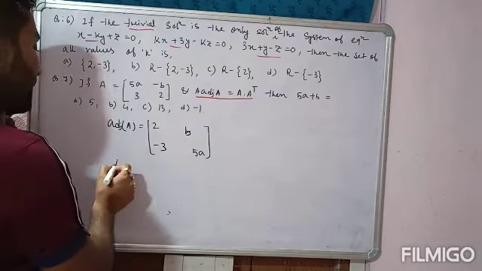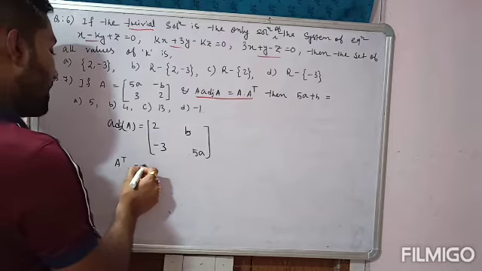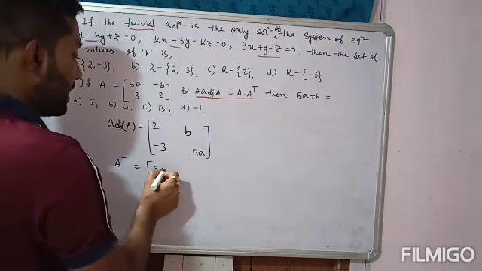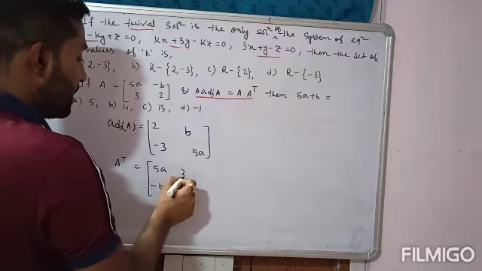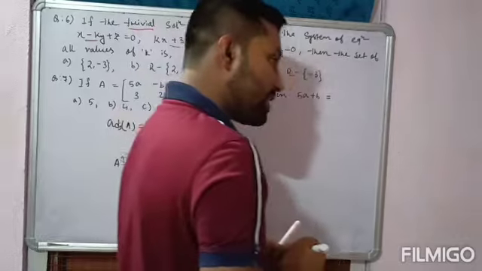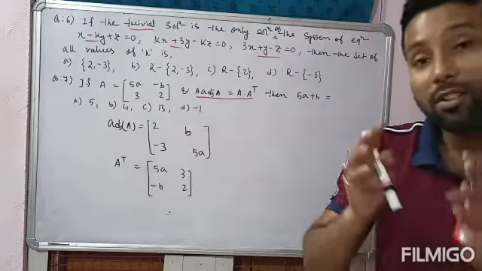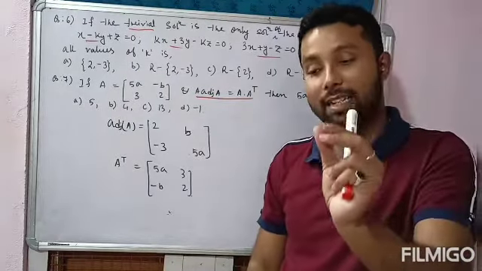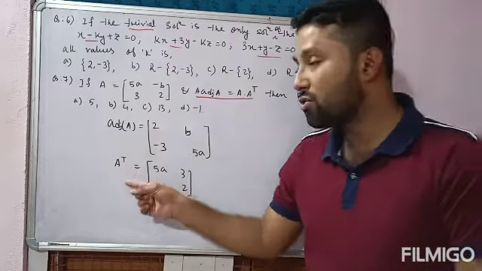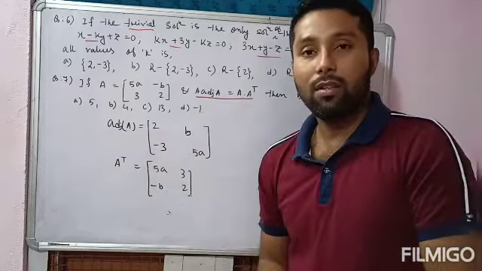Then you find A transpose. Transpose of a matrix means interchanging rows and columns. That is [5a, 3; -b, 2]. This is A transpose. Now we know A transpose and we know adjoint of A. Look at the question and see its requirement; according to the requirement, you just find the values. Apart from these two values, we do not need anything else.